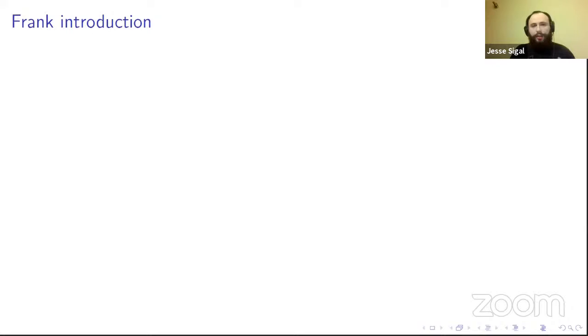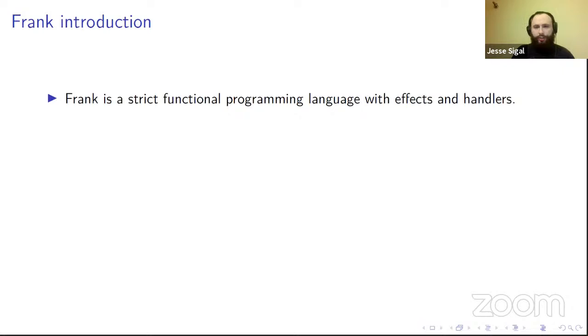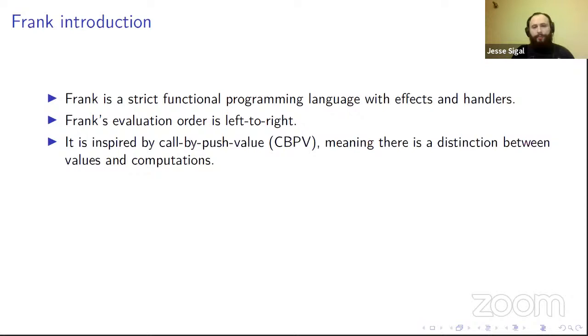So let's have a quick introduction to Frank. Frank makes some opinionated design choices. It's a strict functional programming language with effects and handlers. The evaluation order is left to right. It's inspired by call-by-push-value, which means there's a distinction between values and computations. Whenever you see something enclosed in braces, either at the type level or the term level, that means it's a computation. Frank decides to unify functions and handlers and calls them operators. We'll sometimes say handler, sometimes say function, but in Frank they're one and the same and they each act by application.